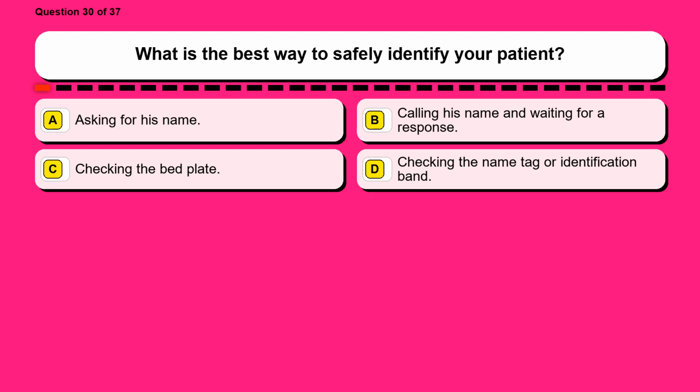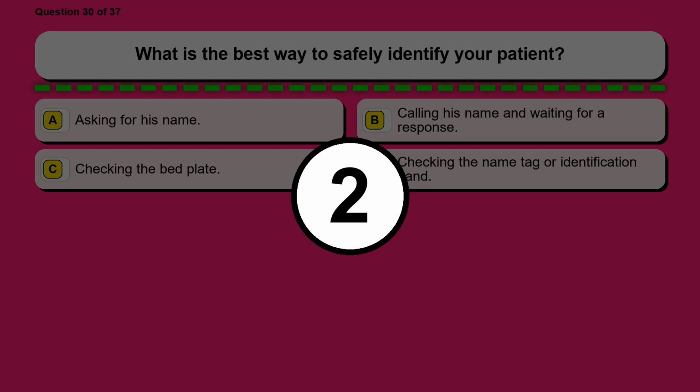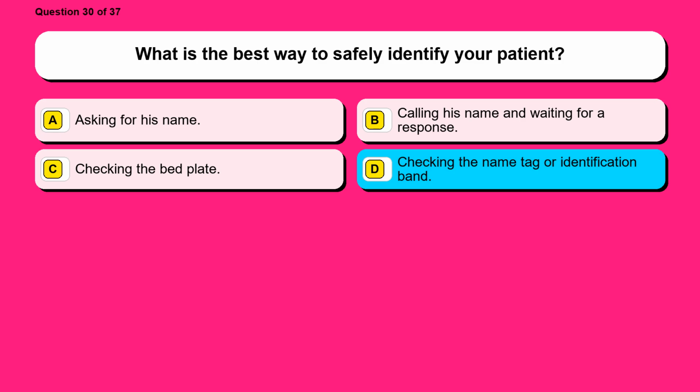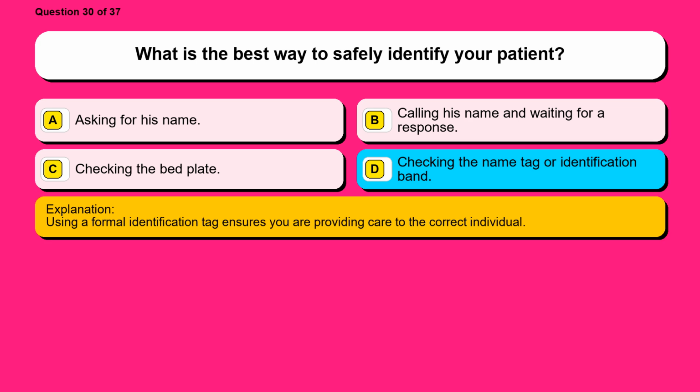Question 30. What is the best way to safely identify your patient? Option A, asking for his name. Option B, calling his name and waiting for a response. Option C, checking the bed plate. Option D, checking the name tag or identification band. The correct answer is option D, checking the name tag or identification band. Using a formal identification tag ensures you are providing care to the correct individual.